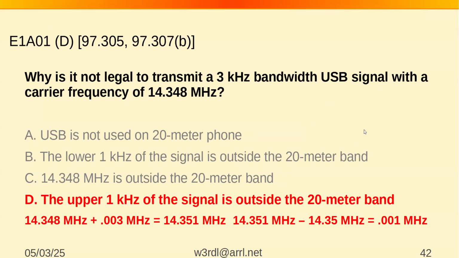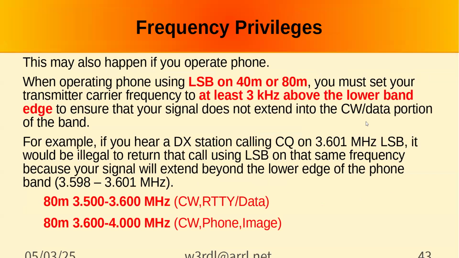So you're 3 kilohertz over. Let's see. Oh, this is more about staying 3 kilohertz above the lower band edge if you're doing lower sideband on 40 or 80. Not sure why they singled out 40 and 80 because it's true for any of them. And on 80, it's 3.5 to 3.6 for the CW, basically data and CW, 3.6 to 4 for phone and image.